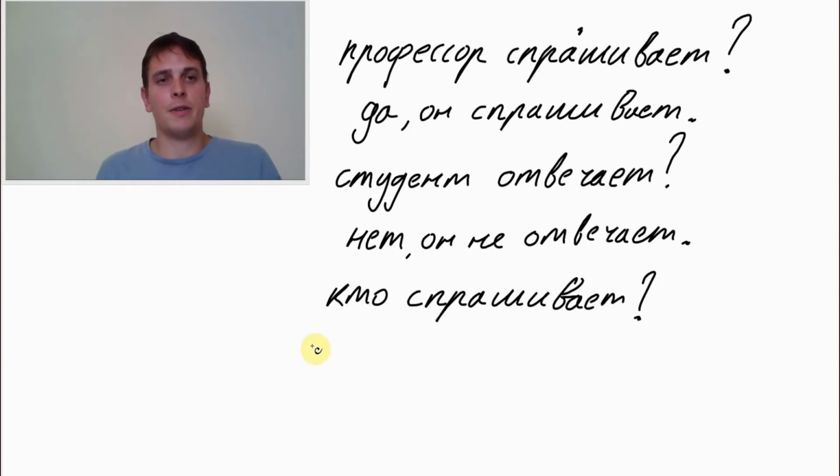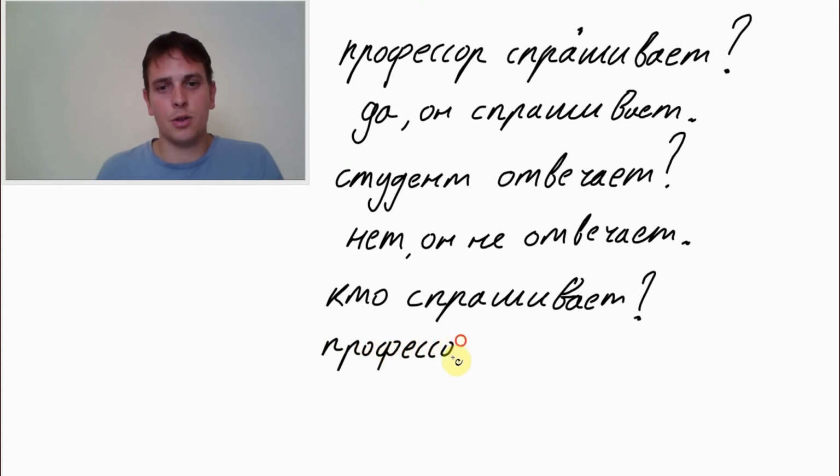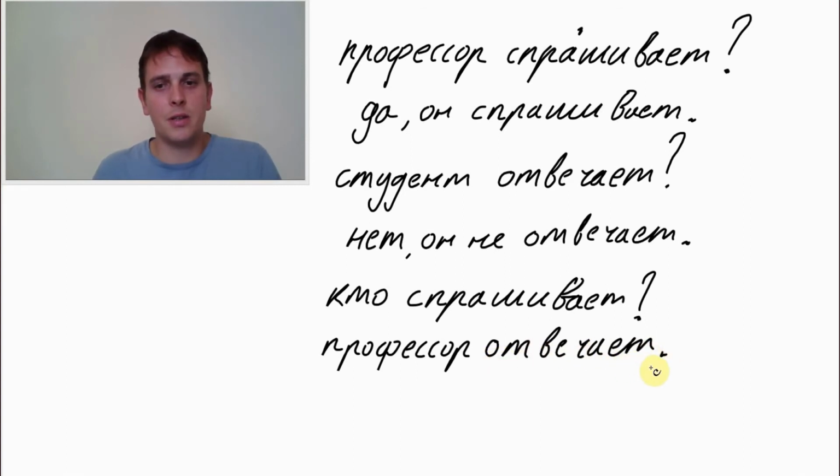Now let's ask, professor is answering. The statement professor answering would be профессор отвечает. How would we make a question sentence out of this? We're interested in if he is answering. Well, we need to raise our intonation on отвечает. Профессор отвечает. And we got a question.